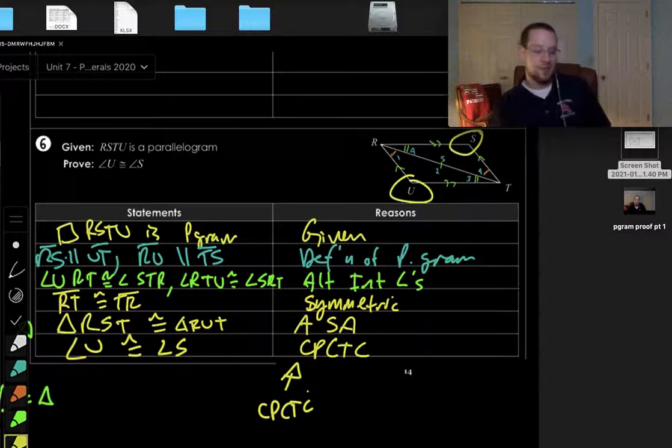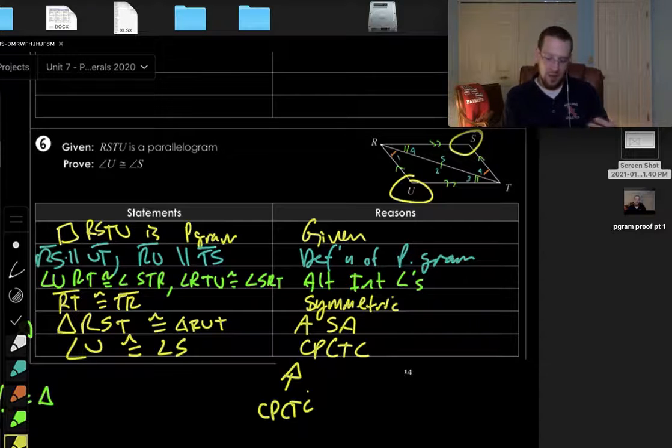So really all the ones that we see today are going to end in this similar fashion. We're going to be given a parallelogram. We're going to have to use the definition of parallelograms. And then we're going to have to find two triangles that are congruent, make the pizza pie, CPCTC.